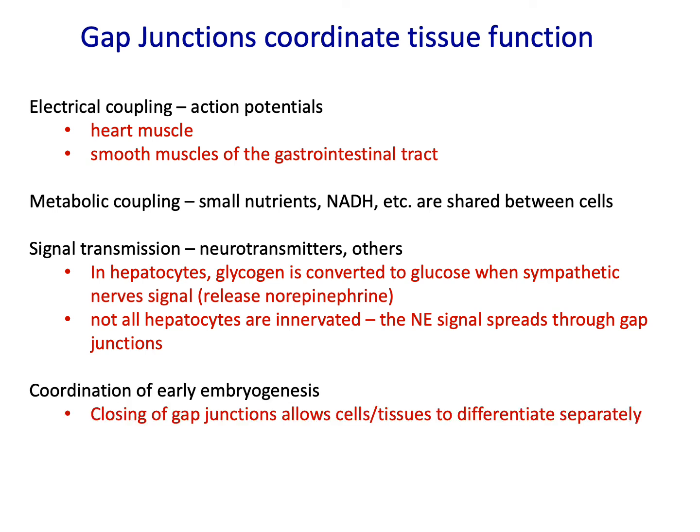Gap junctions can also play an important part in early embryogenesis, where closing of specific gap junctions allows groups of cells to differentiate independently. And finally, gap junctions are important in enamel formation during the process of tooth development.